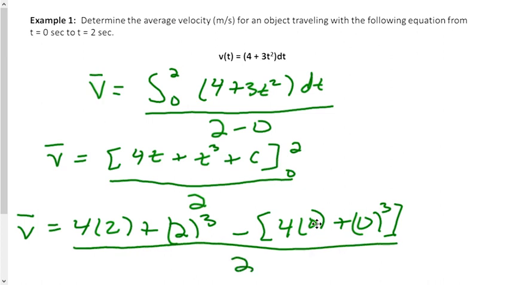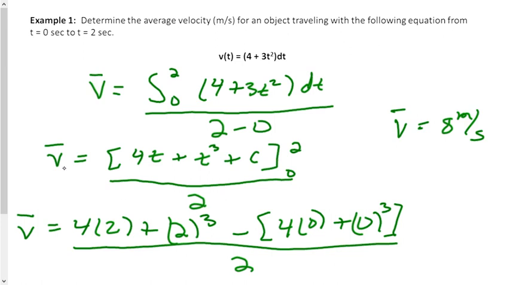Okay, now this, of course, is just 0. And then we have 8 here plus an 8 here, which becomes 16. And then you divide that by 2. V average is going to equal 8 meters per second. And that's how you apply that theorem there.